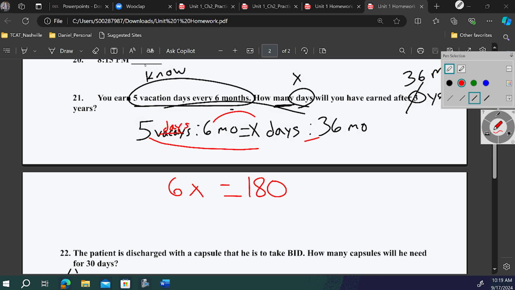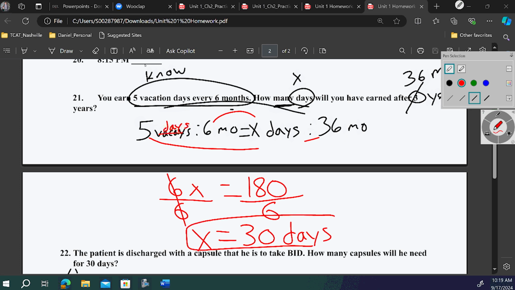So then I just do my normal what I've been doing. Divide this side by 6 to get rid of the 6 and get X all by itself. And then divide this side by 6, because whatever I do on one side of the equation, I have to do on the other. And 180 divided by 6 equals 30. I almost said 3, but it's technically 30. So X equals 30 vacation days. I can take this, plug 30 in, and do the math again, and it should equal out, 180 equals 180.